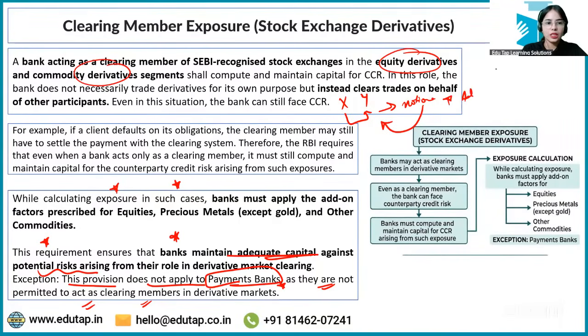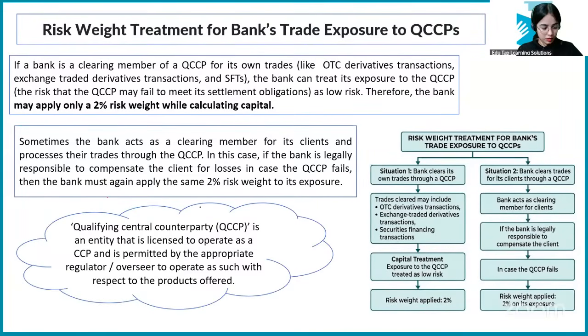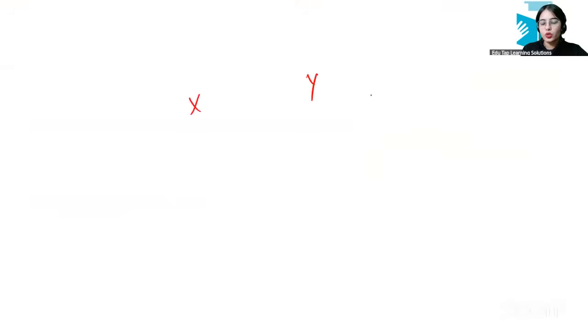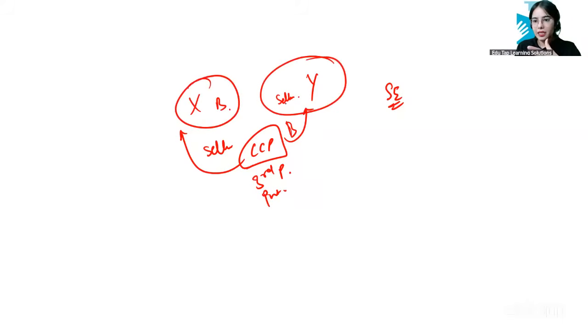Okay. Now, if a bank, let's say there is a qualifying central counterparty. Now what happens is that X and Y are trading. So usually in the stock exchanges, there is a central counterparty. That is a third party, an intermediary that acts as a seller for the buyer of the contract and the buyer for the seller of the contract. Okay. So the central counterparty is interposing itself. It is coming in between the two counterparties. So X and Y are the buyer and seller basically, but the central counterparty is the intermediary that is coming in between, acting as a seller for the buyer and buyer for the seller.